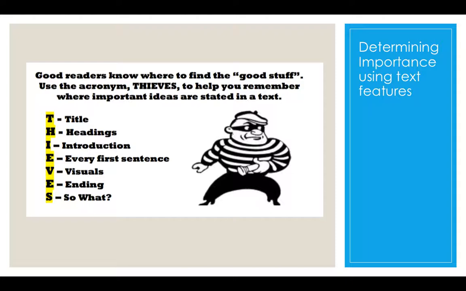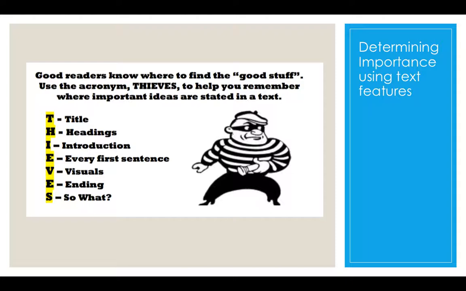Okay, now that you know what the features are and you know what they look like in your textbook, we need to talk about how to use those for determining importance. Okay, so you've read the chapter, and you always need to read everything, but there is specific information that you can use when maybe you're going back to study, when you need to find, as you see on the page, quote, the good stuff. So we have this acronym THIEVES to help you remember where to find the most important ideas. Title, headings, introduction, every first sentence, visuals, ending, so what.